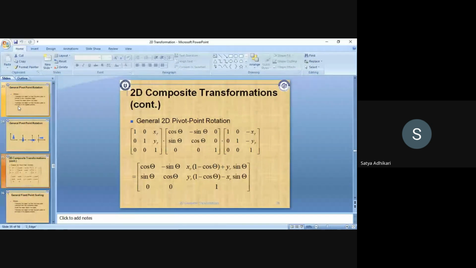As you know, this is a composite transformation. First translation, then rotation, then again translation. We have to multiply these three and get M. Now you apply M to P, which will become the new P dash.